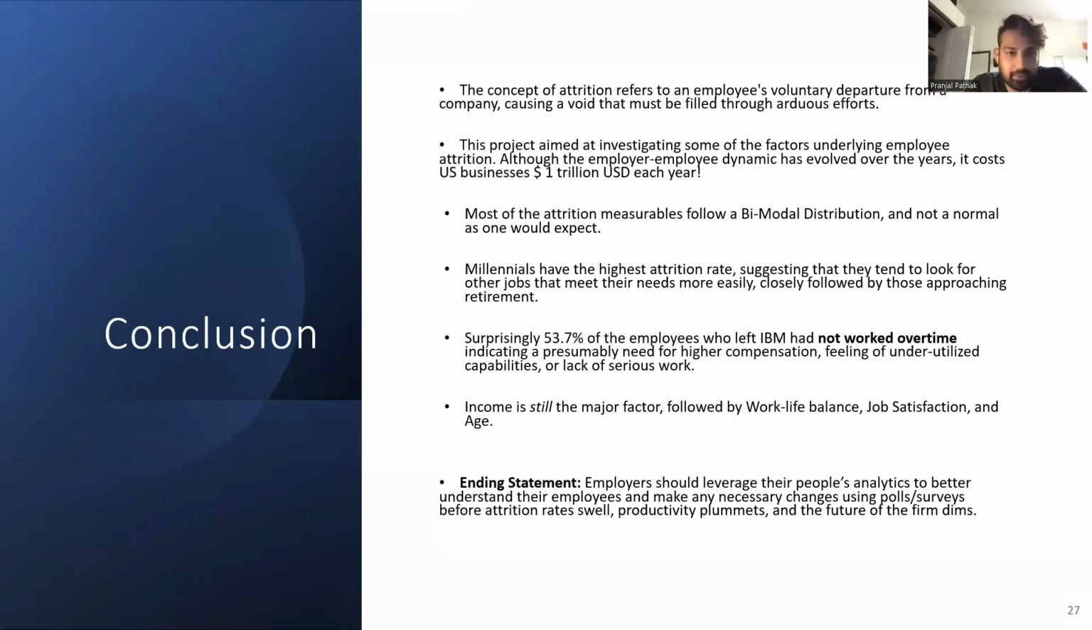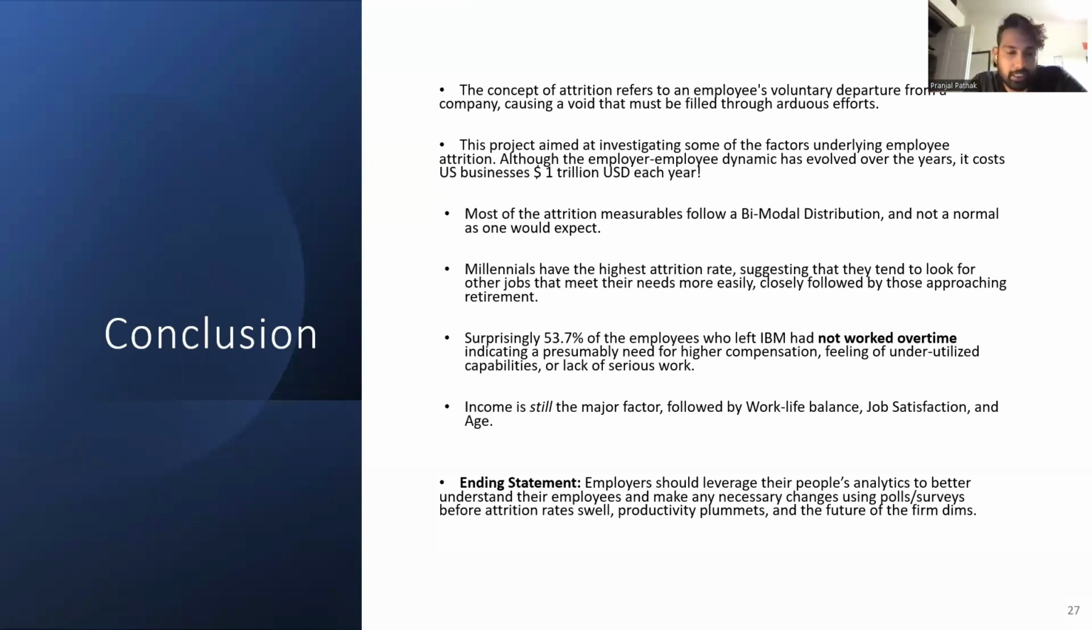So based on our analysis using IBM's data, of all kinds of non-personally identifiable information of past employees that have worked at IBM and have left, considering all those factors, we found millennials, a younger generation, have the highest attrition rate, followed by those who are approaching retirement. That is expected. But it's surprising: 54% of the employees who had left IBM had not worked overtime. So this was a little different than expectation, primarily because maybe they were underused, and because of poor management, they were not being utilized well.